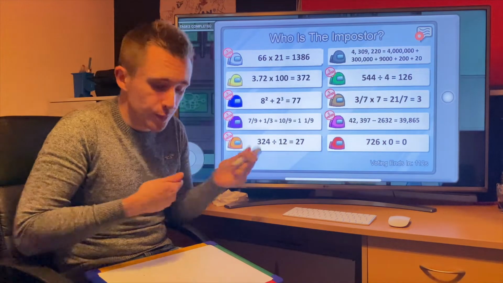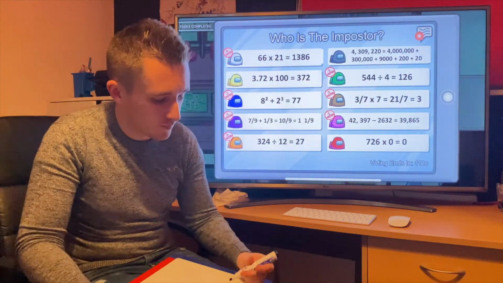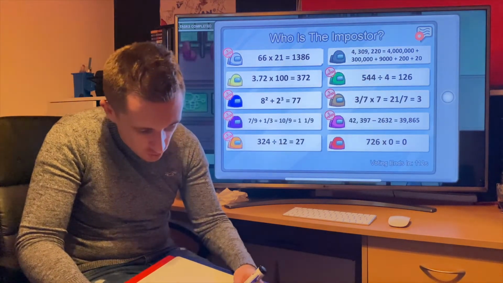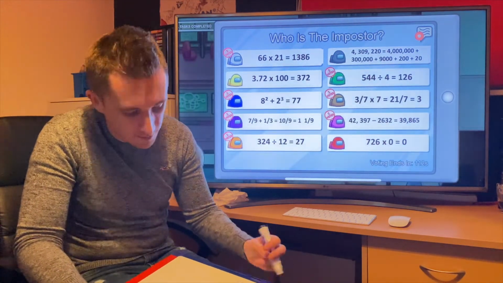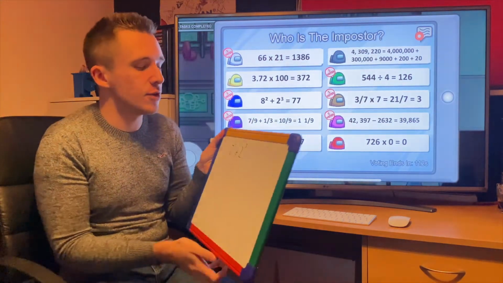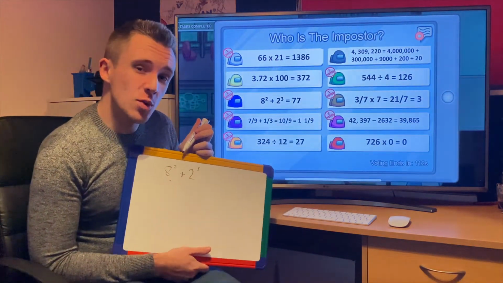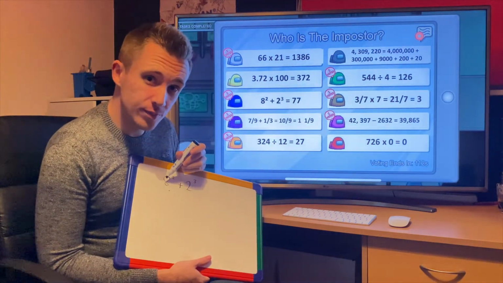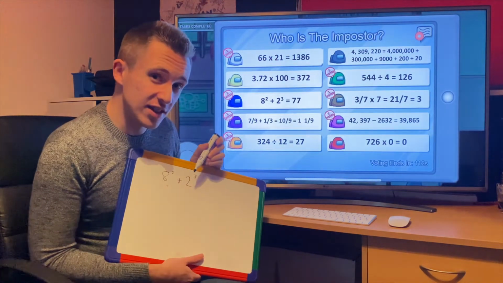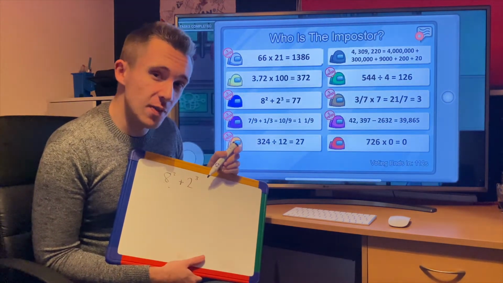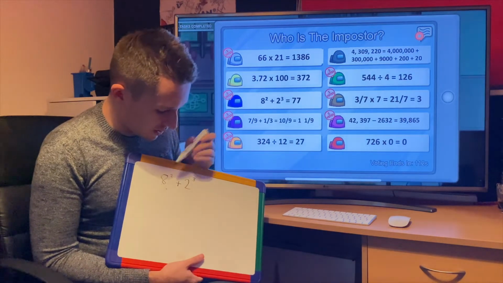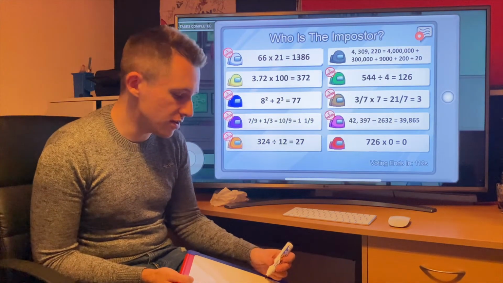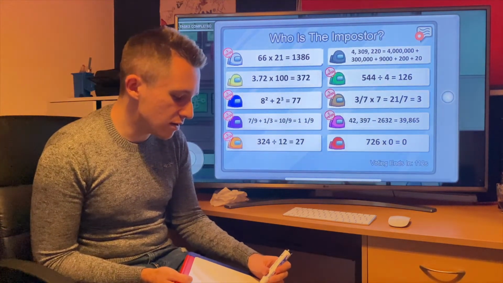So let's have a look at blue. Blue says 8 with a little 2, add 2 with a little 3 equals, and it's saying 77. Now the little 2 here we know means squared, i.e. you times it by itself. And the cubed we looked at yesterday is where you times it by itself and then times it by itself again. So let's do the first one, 8 squared. So 8 squared means 8 times 8, which is 64.